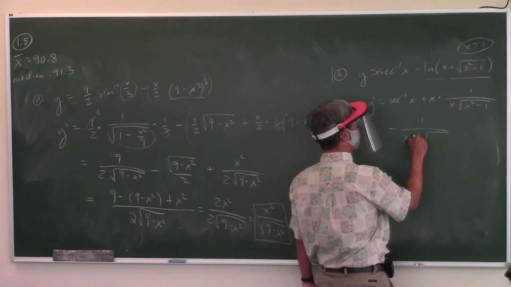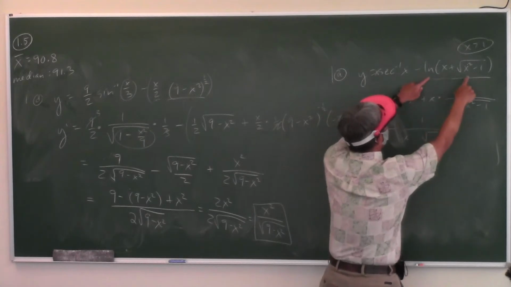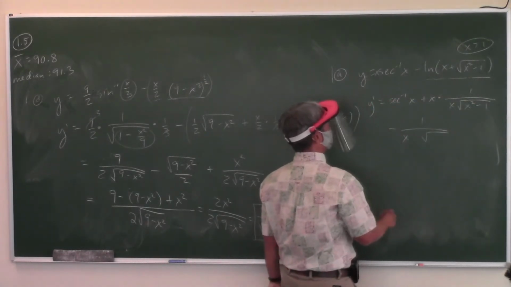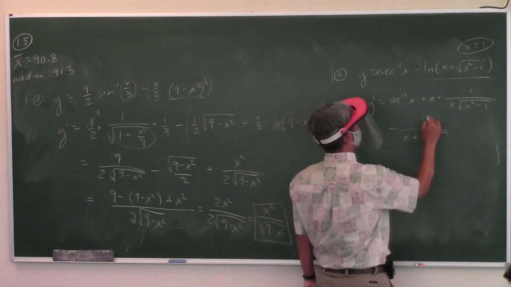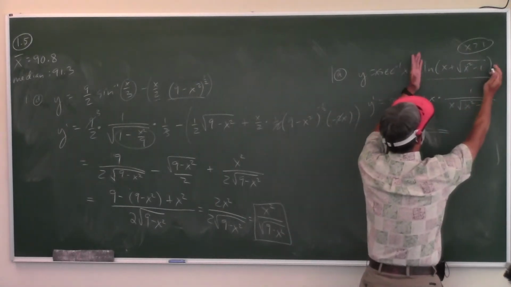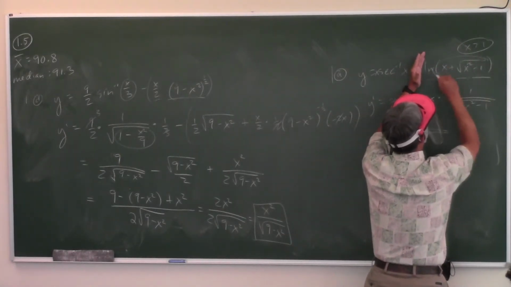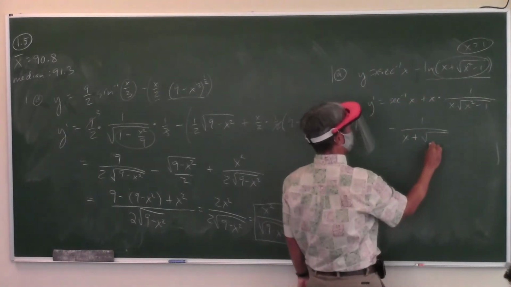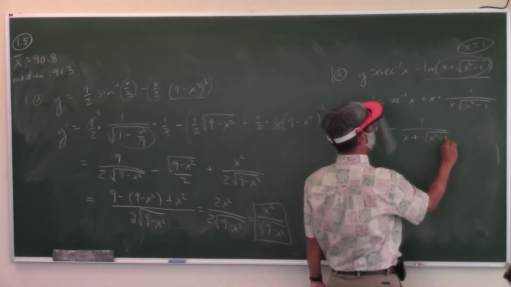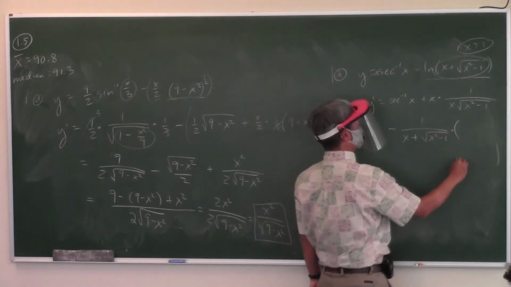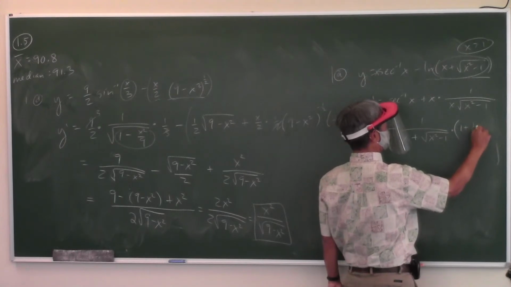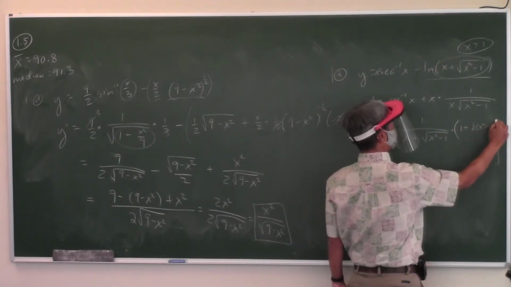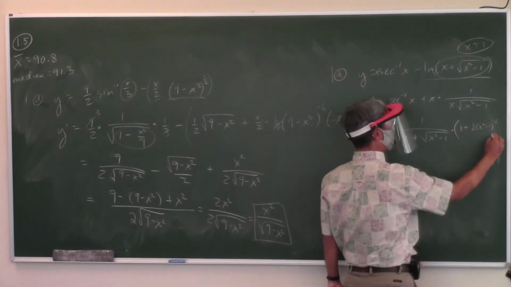Wait, aren't we just doing secant inverse x? No, we finished that one. We're on this one now. Oh, I see. Wait, I'm so confused. No, no. Okay, just look at this. What are we doing? We're just doing natural log box. Oh, sorry. 1 over x plus root x squared minus 1 times 1 plus half parentheses x squared minus 1 to the negative half times 2x.